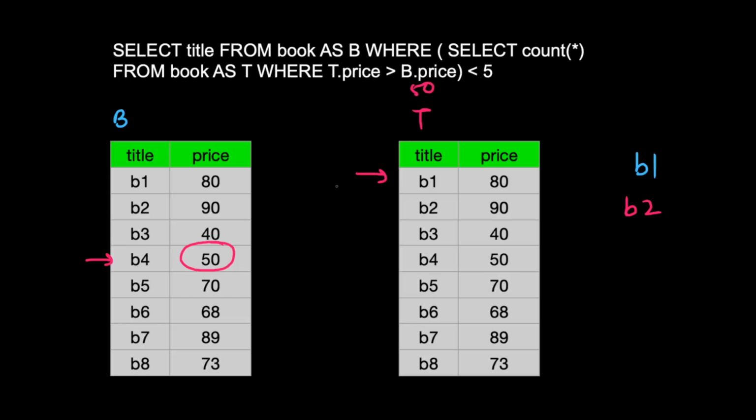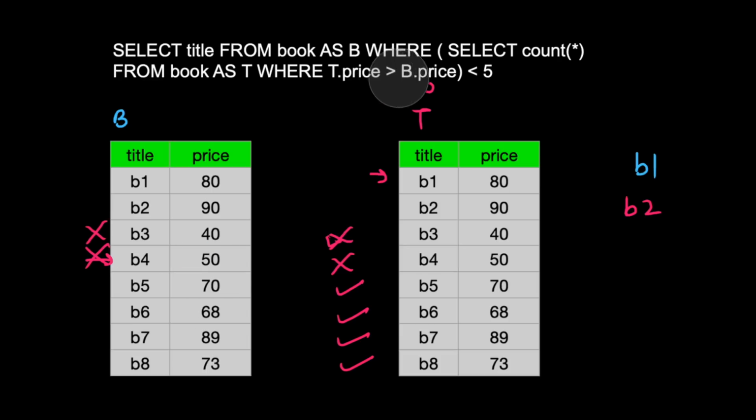80 greater? Yes. 90 greater? Yes. 40 greater? No. 50 greater? No. 70 greater? Yes. 68 greater? Yes. 89 greater. So how much is the count? What is the count? 6. 6 is the count. 6 is less than 5? Condition is false. We are not going to consider this B4 also. So B3 also neglected, B4 also neglected.